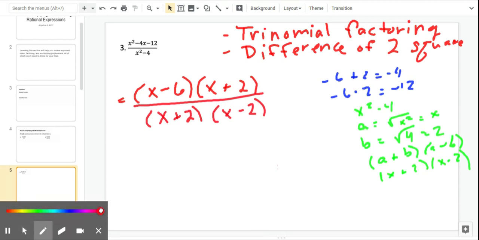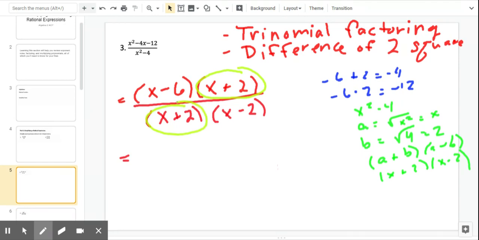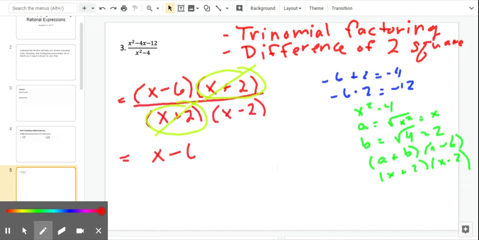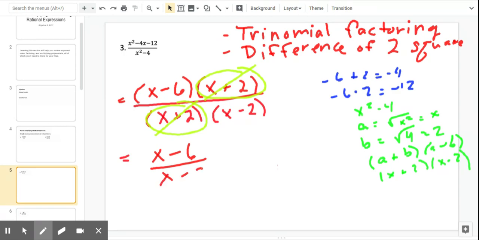All right, now that we've done this, we do have a common factor here. Let's do yellow. We have x plus 2, and we have x plus 2. Those are exactly the same, which means we can cancel them out. And then what we're left with is x minus 6 over x minus 2. And that is our simplified version.